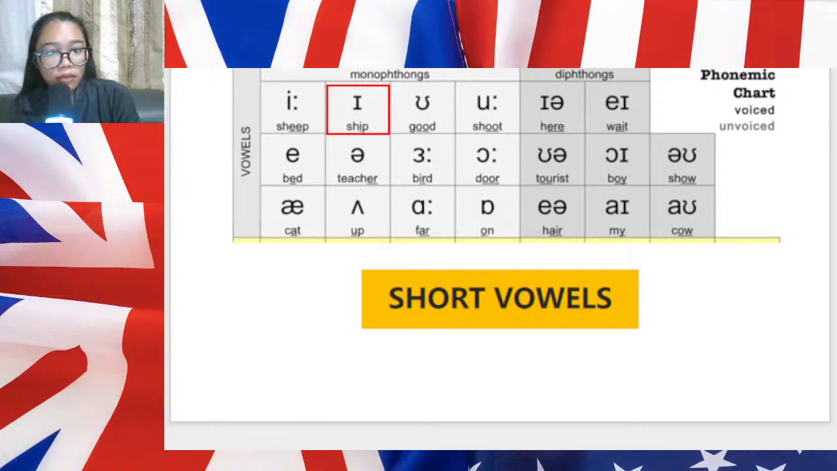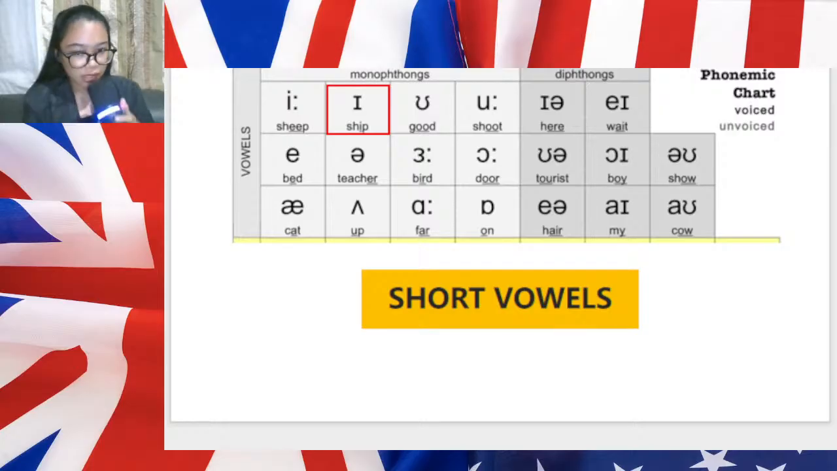A long vowel is stretched out for a moment. I noticed that the slide is cropped for a moment. Let me fix that.